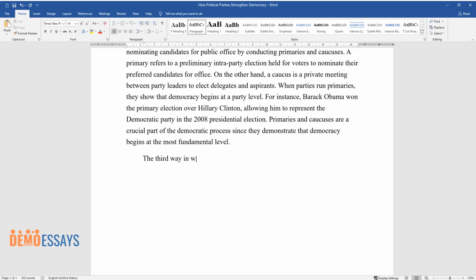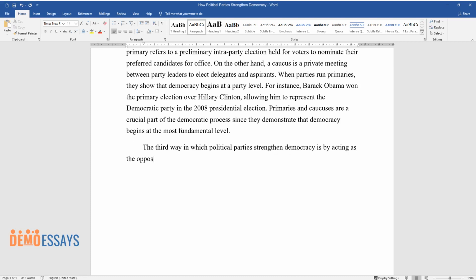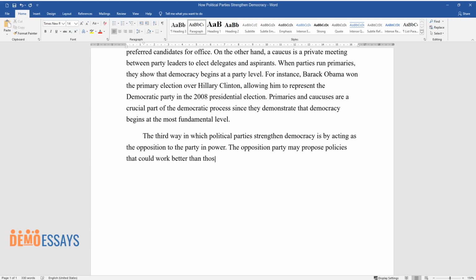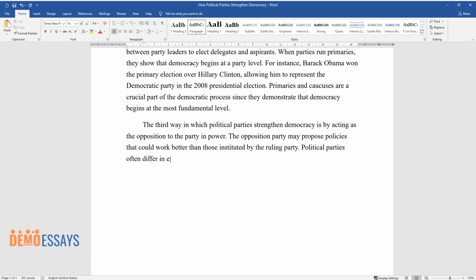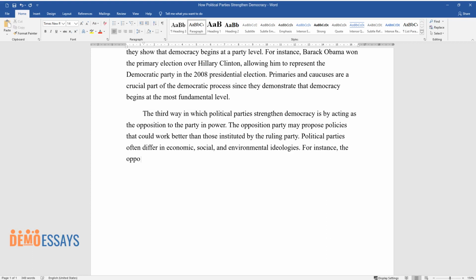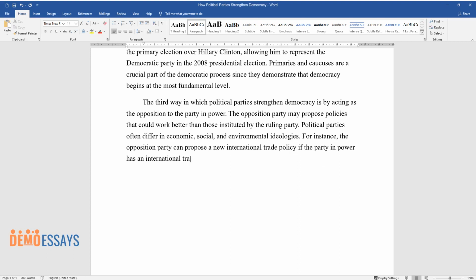The third way in which political parties strengthen democracy is by acting as the opposition to the party in power. The opposition party may propose policies that could work better than those instituted by the ruling party. Political parties often differ in economic, social, and environmental ideologies. For instance, the opposition party can propose a new international trade policy if the party in power has an international trade policy that stifles the country's economy.